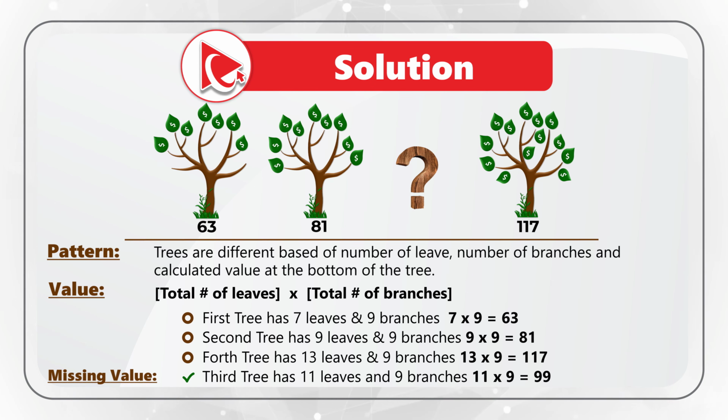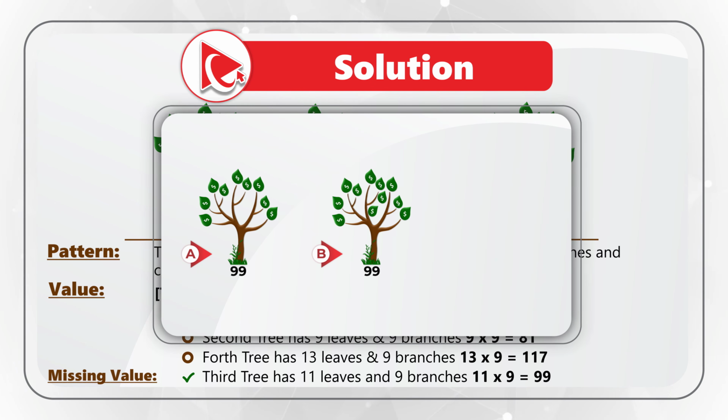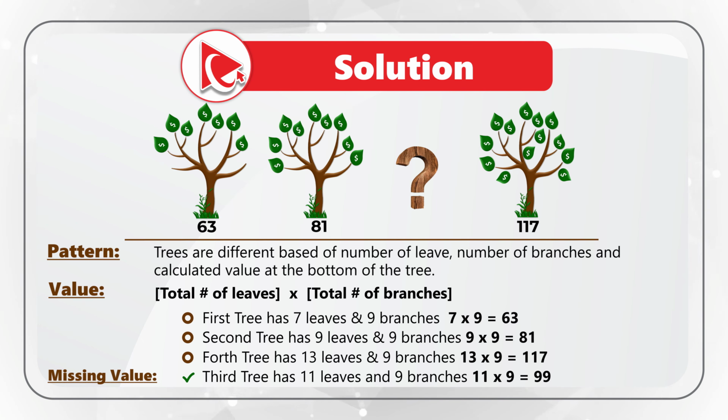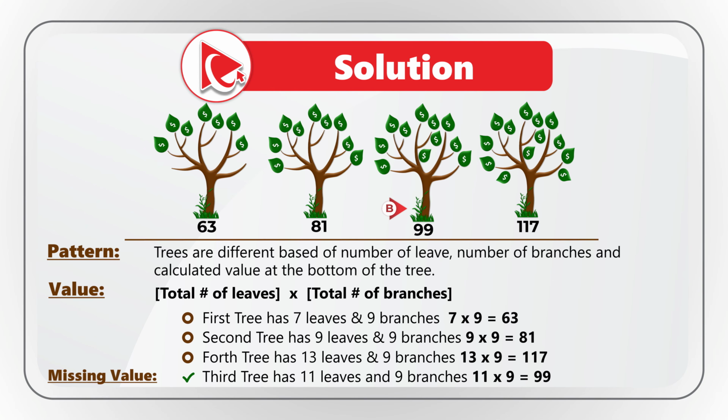What's interesting here is that choices A, B, and C all have value at the bottom of 99, but the correct choice here is only choice B, because only choice B has 11 leaves and 9 branches, and multiplying 11 by 9 equals actually 99, which matches the formula. So the correct choice here is choice B. Hopefully you've nailed this question and now know how to answer similar problems on the test.